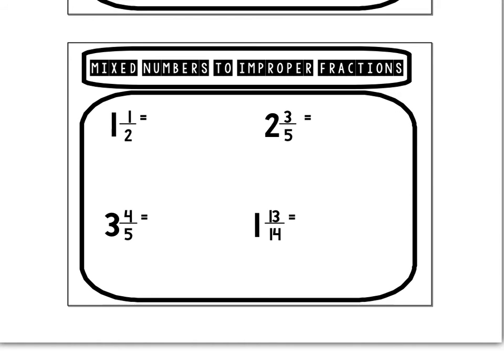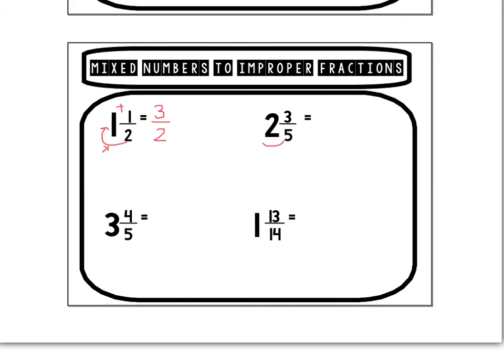One other thing that we're going to need to be able to do is change mixed numbers to improper fractions. So what we have to do is you take the denominator and you multiply it by the whole number, and then you add in the numerator. The denominator stays the same. So 2 times 1 is 2, plus 1 gives us 3. So 1 1/2 is the same thing as 3/2.